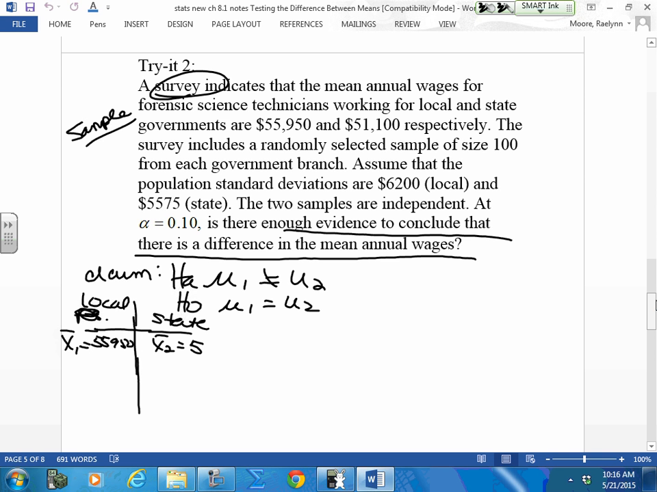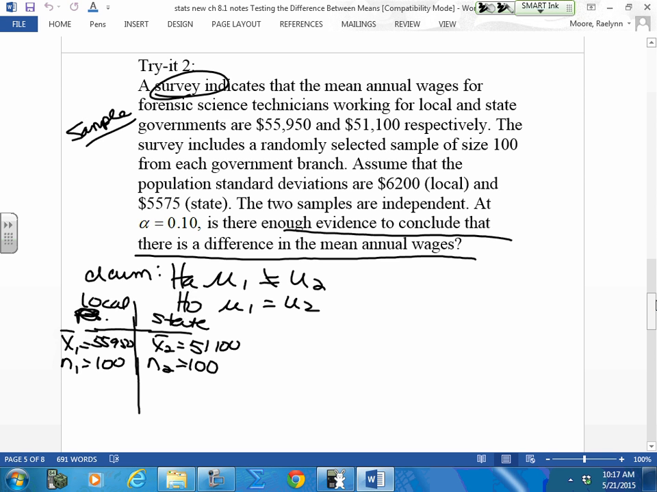And the second one is 51,100. Now, just because you see that they look different doesn't mean that they will come out different, because you still have sample size to consider and you still have standard deviations to consider. The survey said they had randomly selected sample size of 100 from each one. So N1 is 100, N2 is 100.